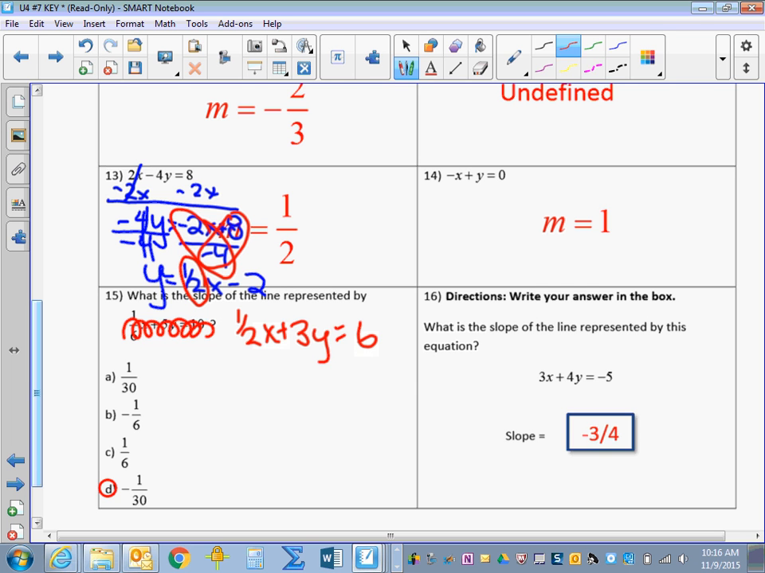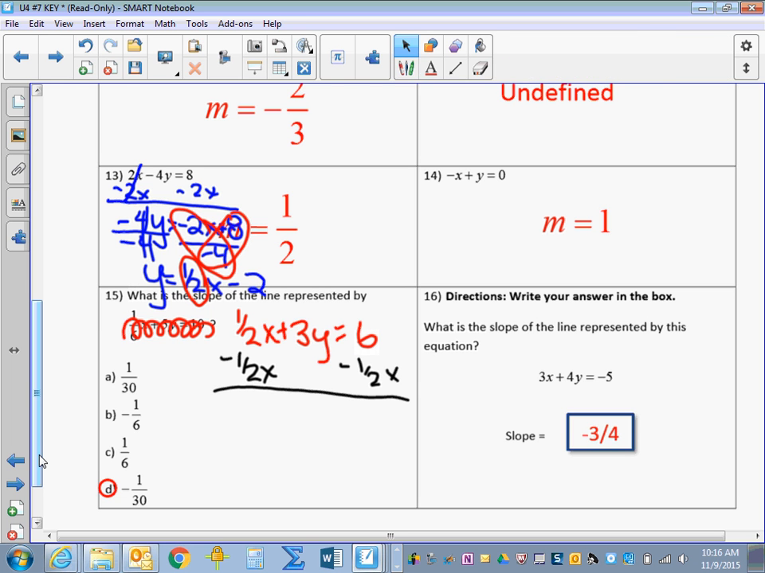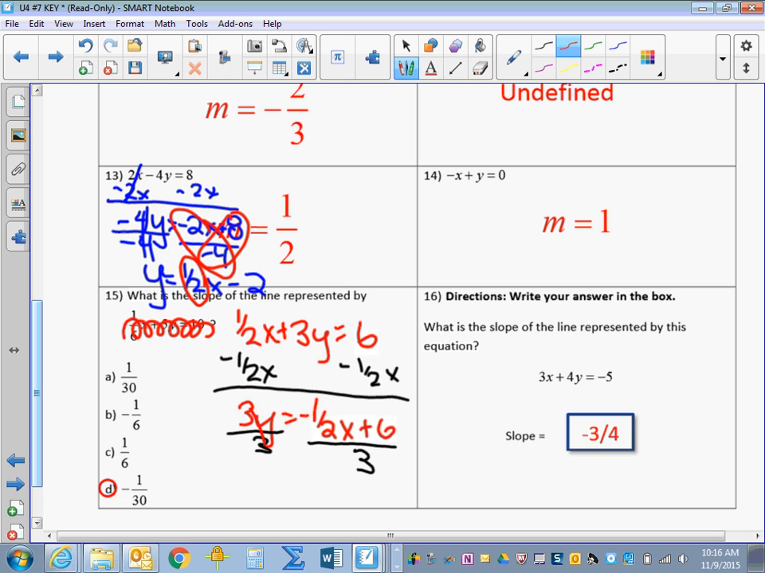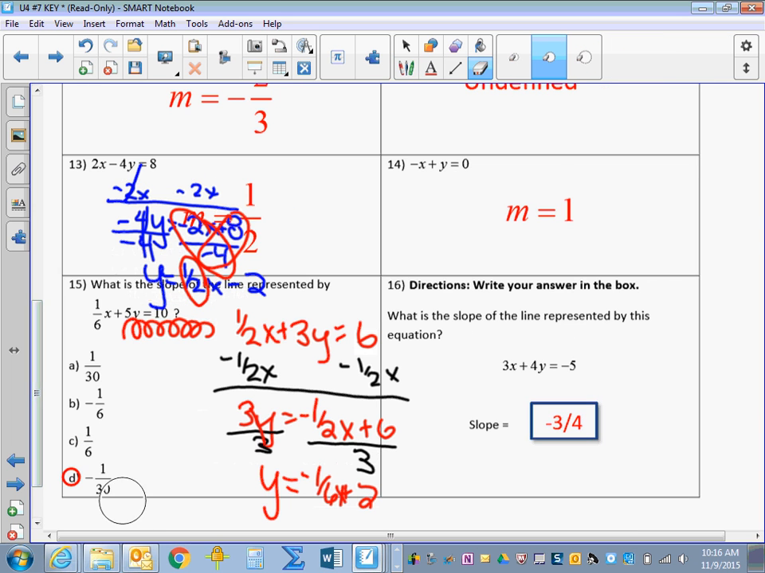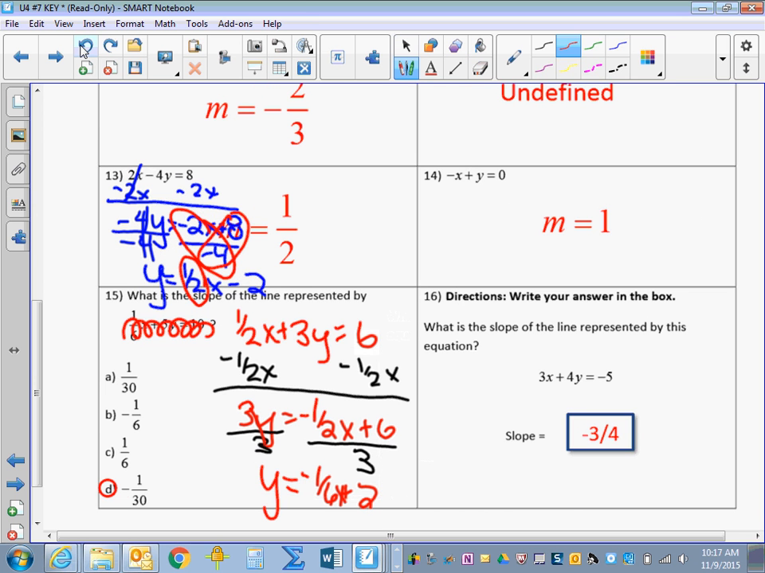So again, same idea, I subtract my 1 half x over. And I get 3y equals negative 1 half x plus 6. Then divide by 3. These reduce, so I get y equals negative 1/6 x plus 2. So your slope would have been negative 1/6. Again, negative 1 half divided by 3 is the same thing as negative 1 half times 1/3, which gives negative 1/6.